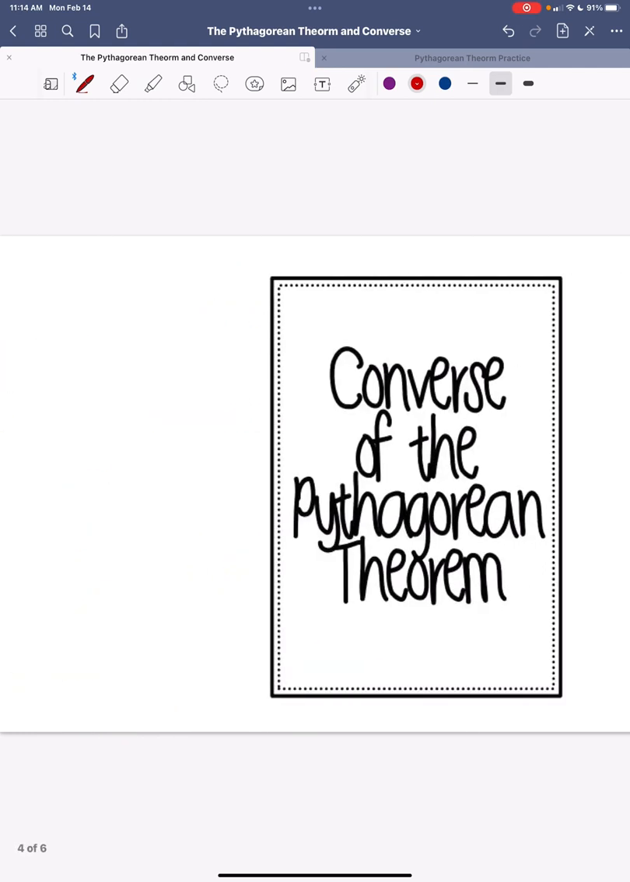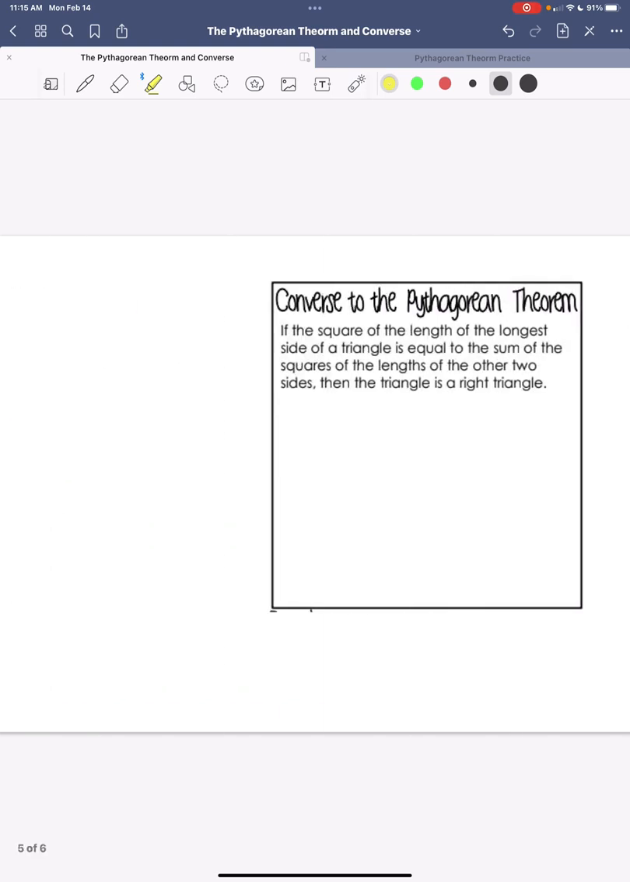Okay, the last thing that I want to talk about is the converse of the Pythagorean theorem. This is a fancy word for just proving that a right triangle is actually a right triangle. Okay, so let's take a look here. It says the converse of the Pythagorean theorem states that if the square of the length of the longest side of a triangle is equal to the sum of the squares of the lengths of the two sides, which are the legs, then the triangle is a right triangle.